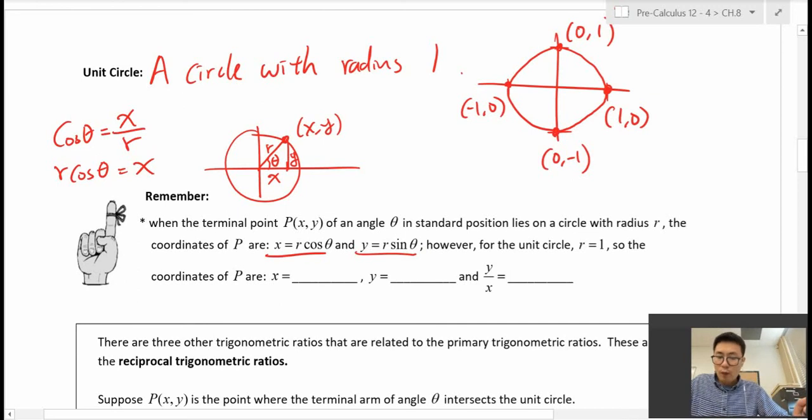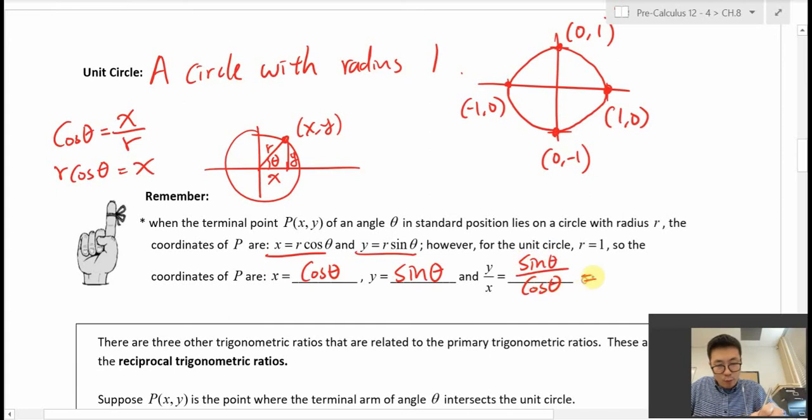However, for the unit circle, r is equal to 1, right? The radius is 1. And therefore, the coordinates of P would be x equals cosine theta. Because the radius is 1, r doesn't really matter anymore. It's just going to be 1 times cosine theta, or just cosine theta. And y is going to be sine theta. And therefore, y over x is going to be sine theta over cosine theta.